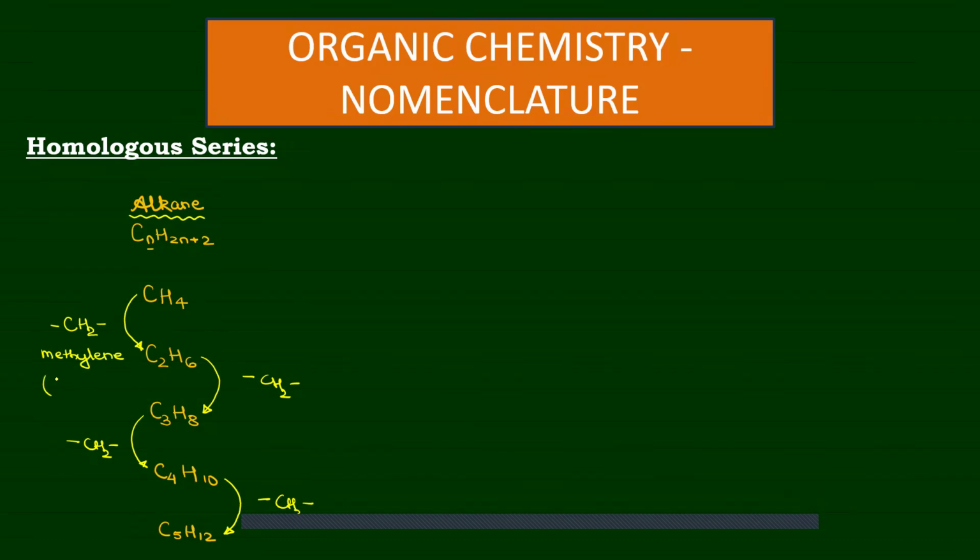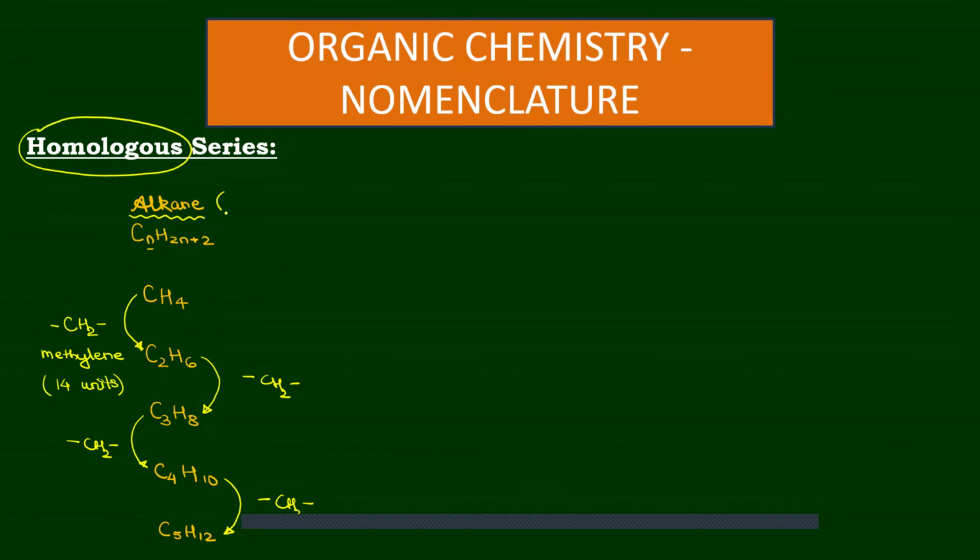And the methylene has a molar mass of carbon 12 plus hydrogen 1 into 2, that is 14 units. So such a series of organic compounds in which the consecutive members differ by a methylene group with a molar mass of 14 units is called a homologous series. The series of organic compounds differing by CH2 is called a homologous series.